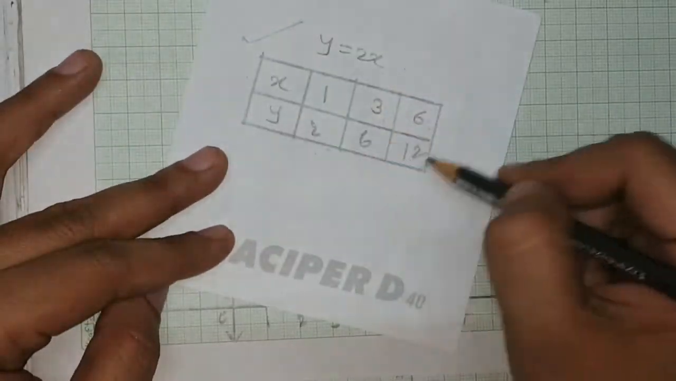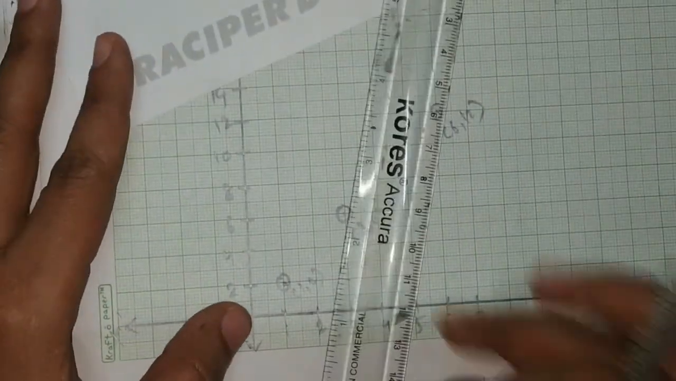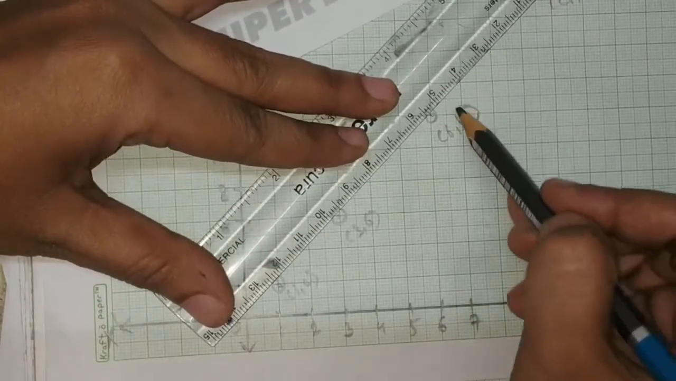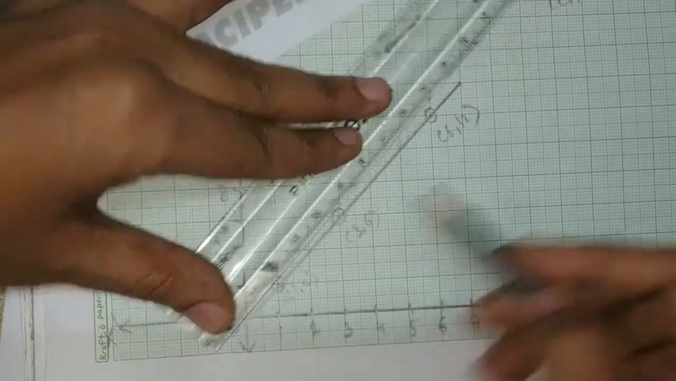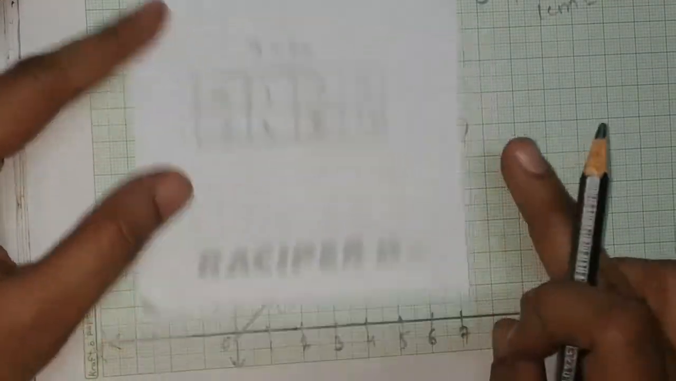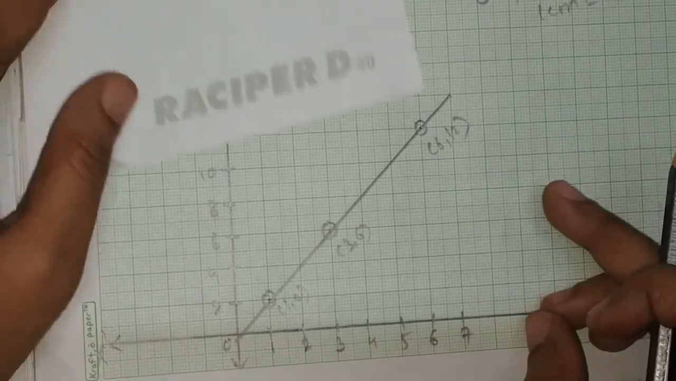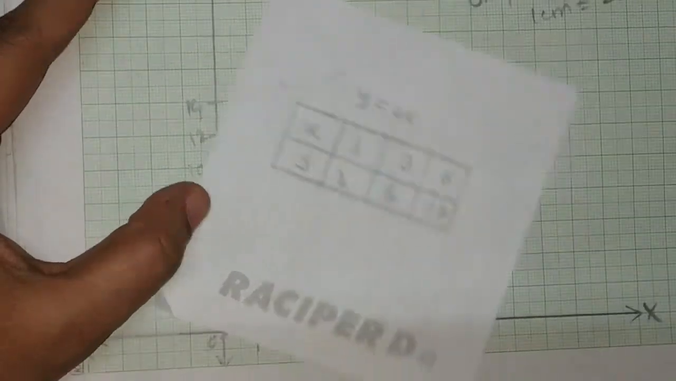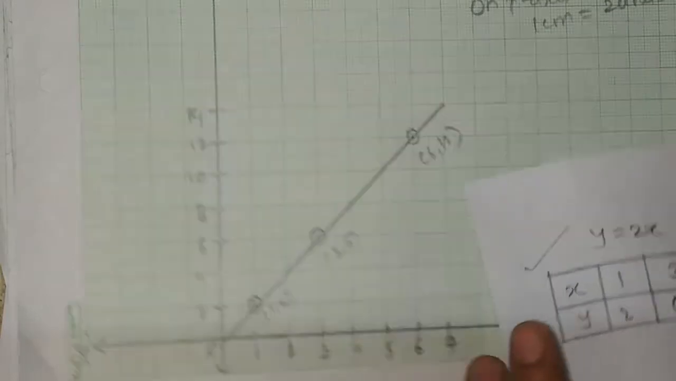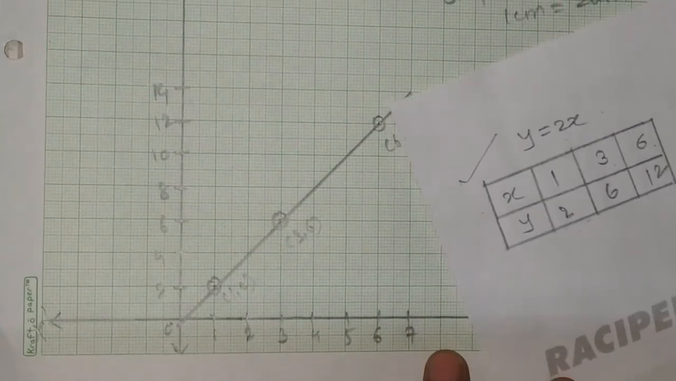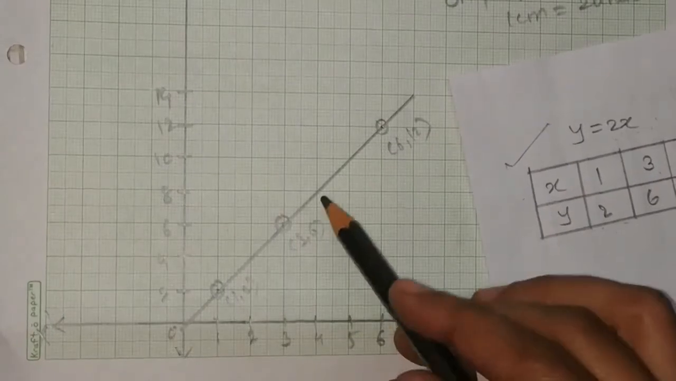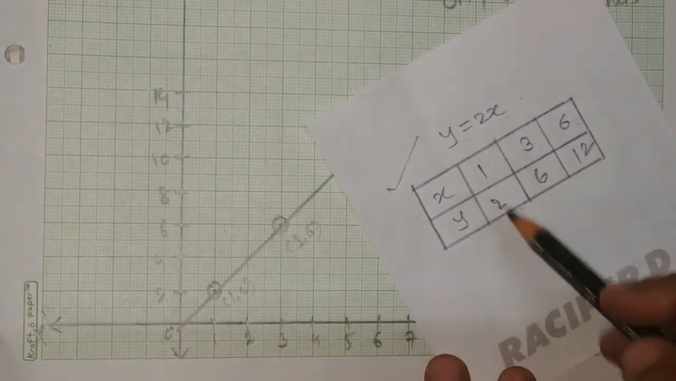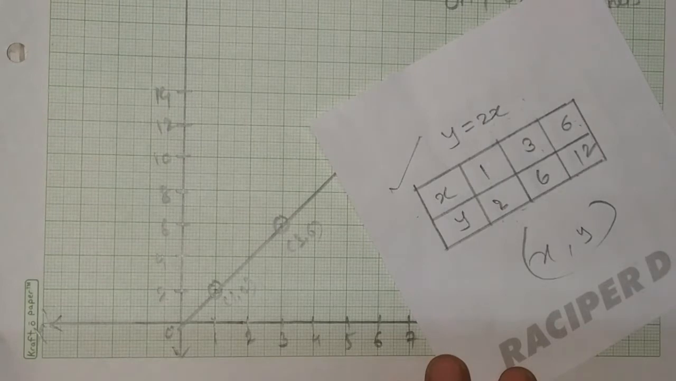So 3 points I have highlighted. Now take a scale and join these points. So this graph is ready for these values of x and y. I have taken the first quadrant here because my x and y coordinates are positive.